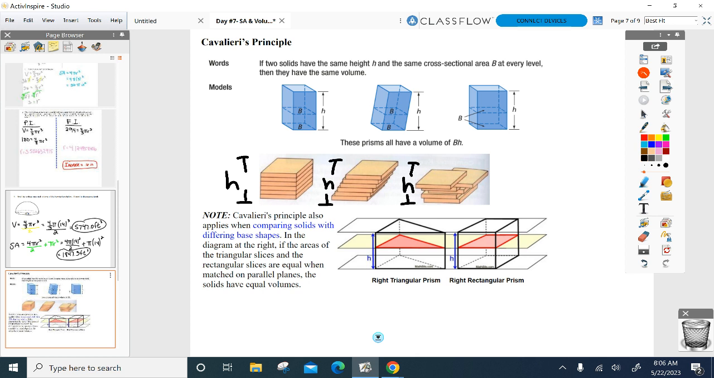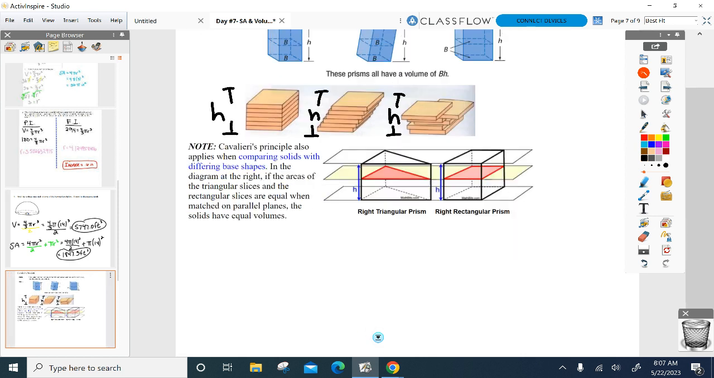And what shape is each base? What's the shape of each base? Just a rectangle, maybe a square, but they're all the same, aren't they? If I calculated the area of this base, this square, and this square, they'd be the same. That's what Cavalieri's principle says. Same height, same base area equals same volume.